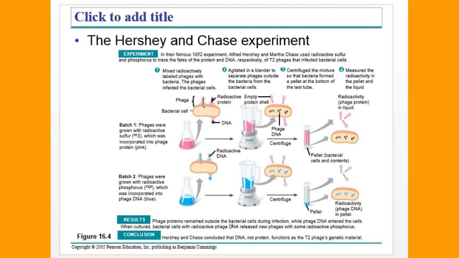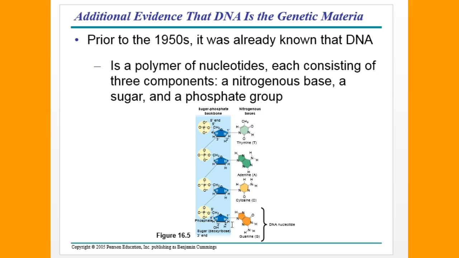They concluded that DNA, not the protein, is the T2 phage's genetic material. Okay? Prior to the 50s, it was already known that DNA is a polymer consisting of nucleotides, each consisting of 3 components. You should remember these. Make sure you know what these 3 components are. Nitrogen base, a sugar, and a phosphate group.